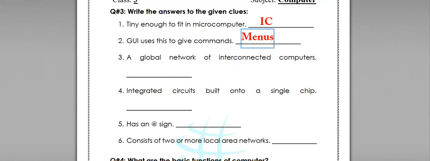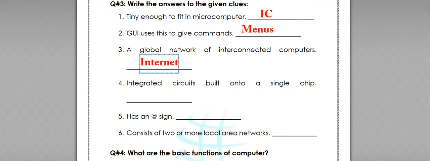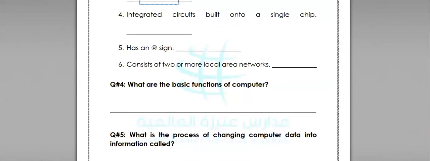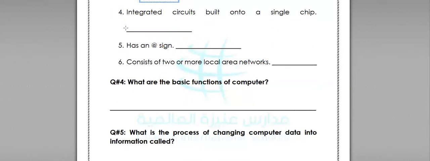Now, point number 3. A global network of interconnected computers is called the internet. So this is the definition which is in the book. The worldwide famous and the easiest definition for the internet is network of networks. Integrated circuits or ICs built onto a single chip, and that chip is called the microprocessor.